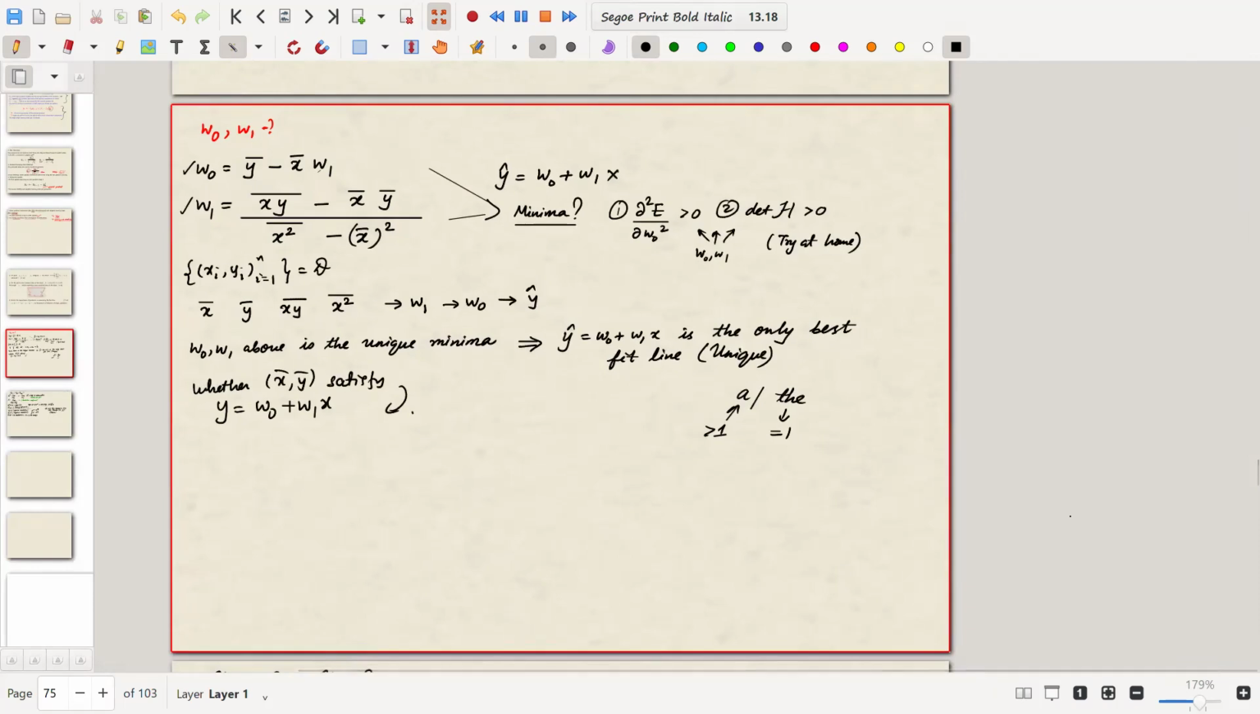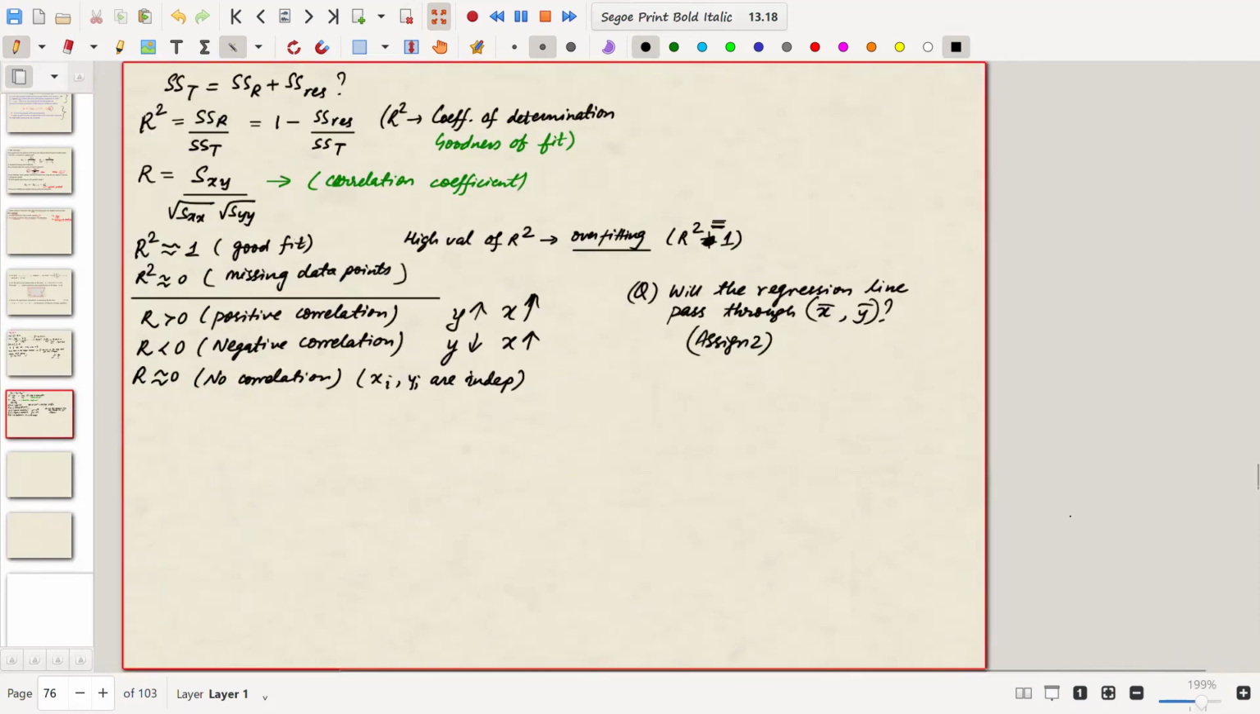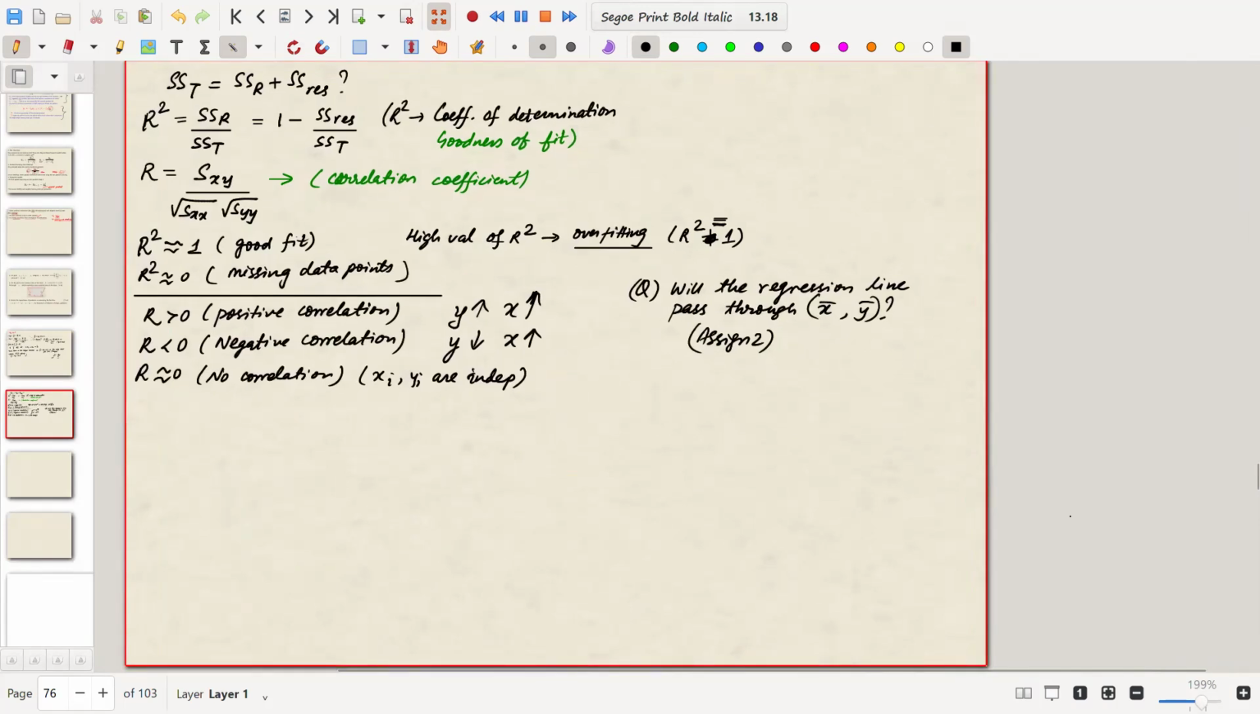If the regression line passes through the mean, then that point should satisfy that equation, that curve. Okay, your assignment is that: will the regression line pass through X bar, Y bar? Please keep this in mind. We are learning a small part, but we are learning linear regression in a very detailed way.